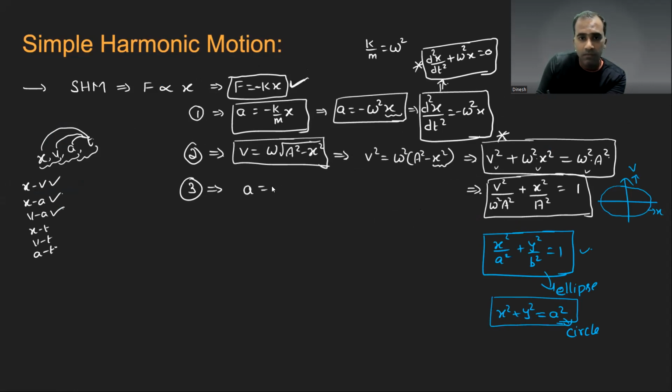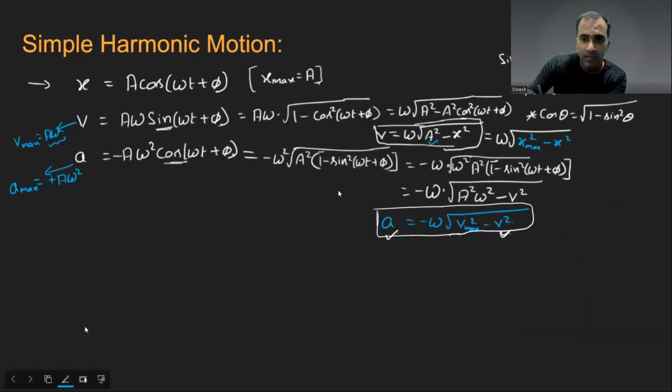Acceleration is equal to minus omega into under root of Vmax square minus V square. Maximum velocity is also always a fixed value. Something like a is a constant, no? Something like that. Vmax is also a constant. And we also know what Vmax is, right? What is Vmax? We got this, no?